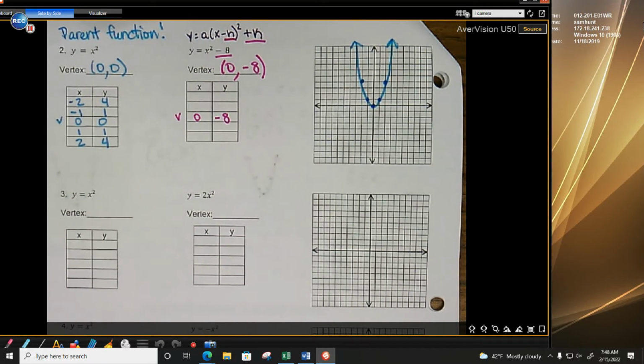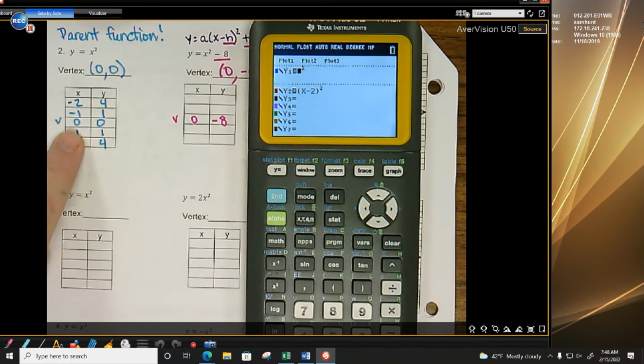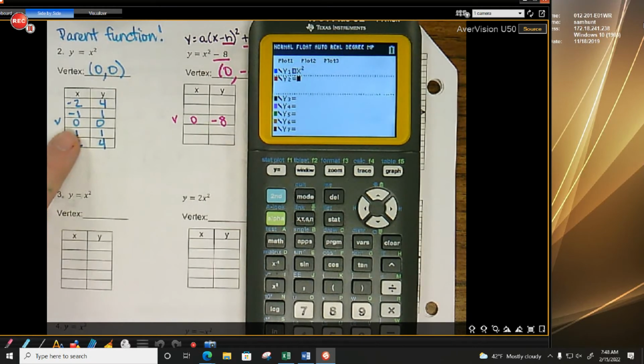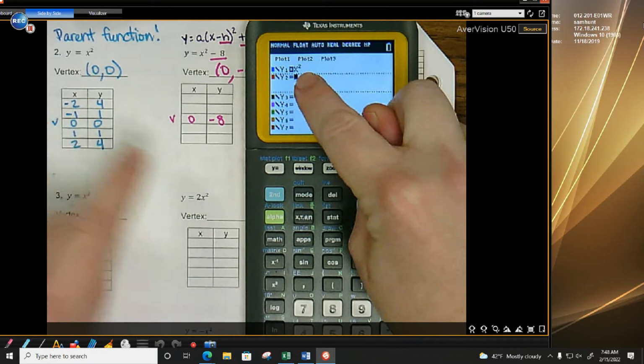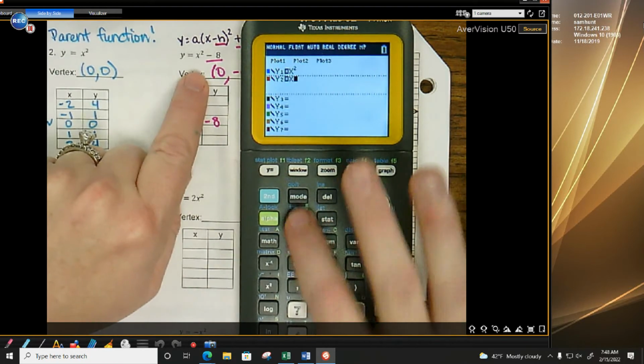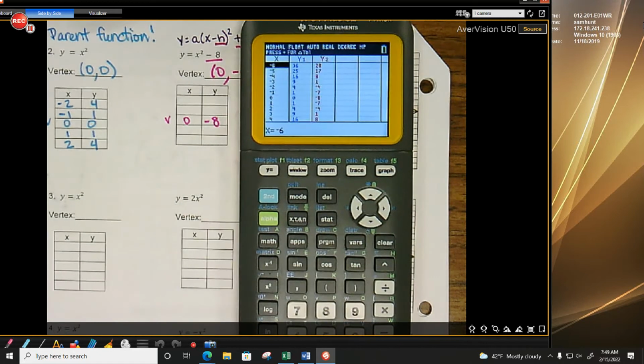How can I find more values to plot? Go to your calculator. Again, since I'm still comparing it to my parent function, I'm going to leave my y1 in as y equals x squared. Okay, because that's the first one that we started with. So go into y2, and let's type in our new equation, x squared minus 8. Go to the table. Go to the vertex, 0, -8.